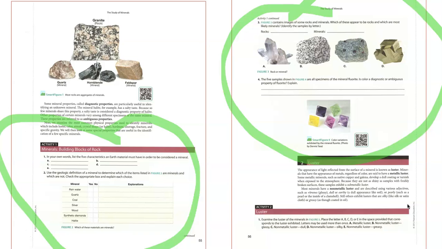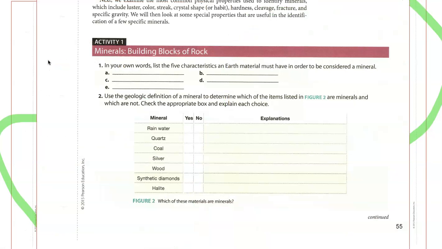I'm using this green highlighter to again indicate what problems are assigned, and I'm jumping ahead. I haven't shown you the very first page or two, but you should definitely read that because it talks a lot about what a mineral is. And the very first question here that I'm blowing up is, in your words, list the 5 characteristics that make something a mineral. I guarantee you this will be on your exam. You have to know these 5 requirements for something to be a mineral.